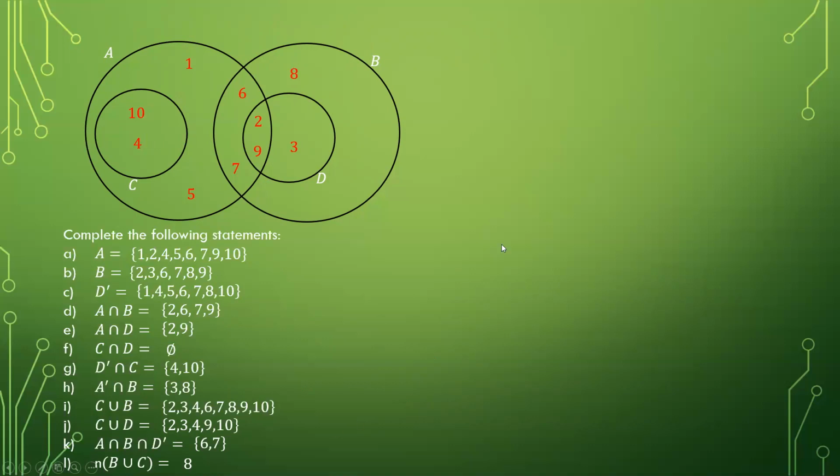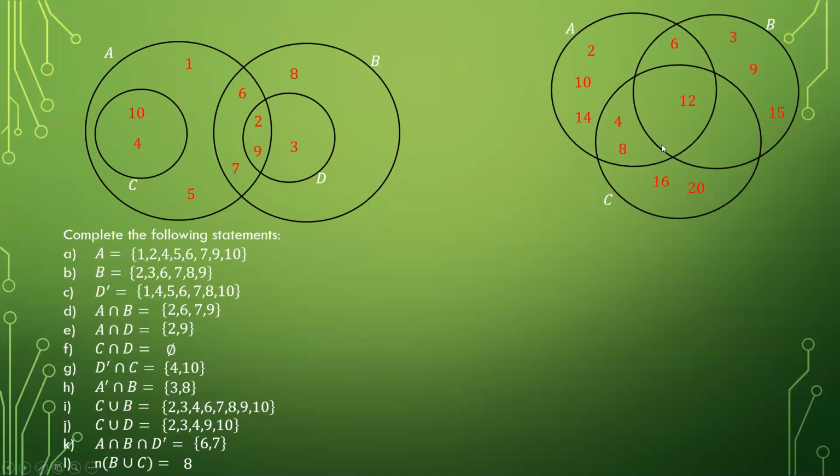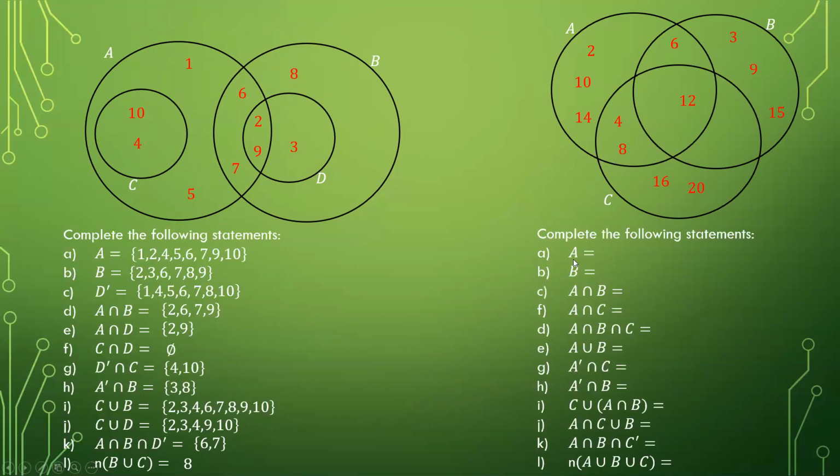All right. Let's try another question, which is this one. We still have A, B, C. And then if the question asks for A, that means you have all this, all right? All this. And then if asking for B, that means we have all this, all of this, all right?